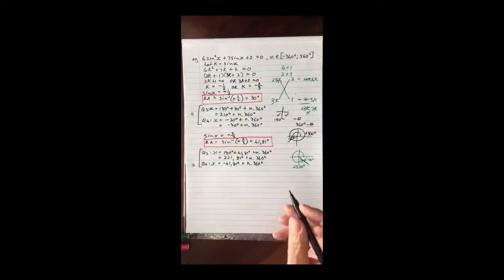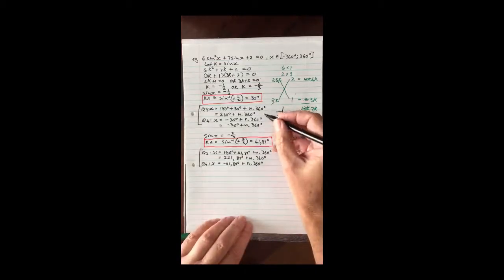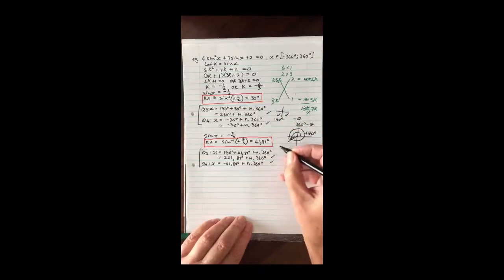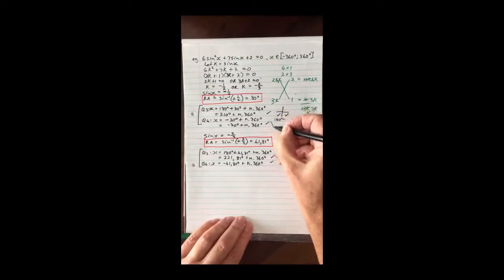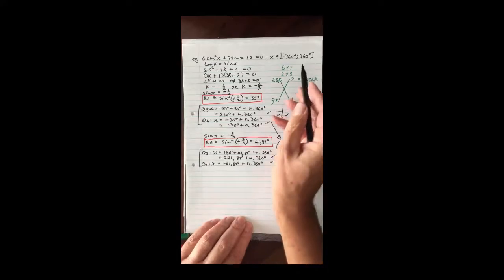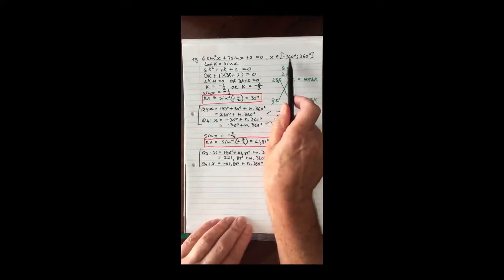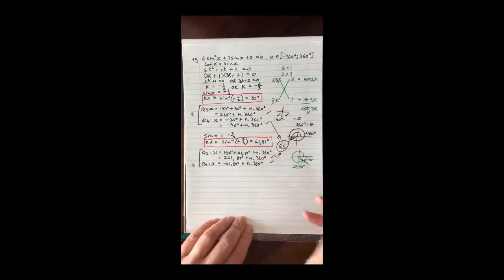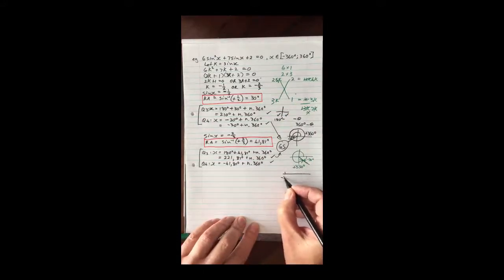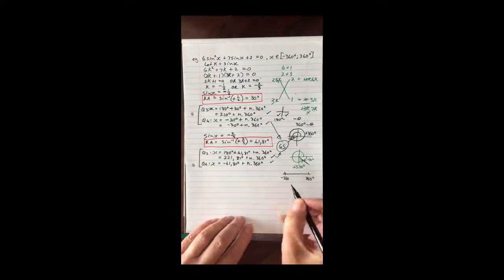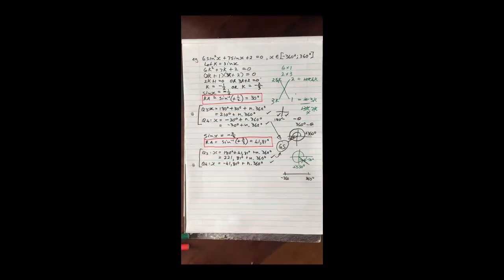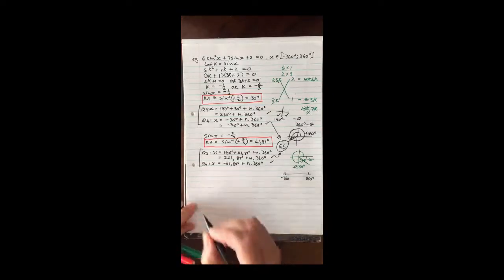Now just remember these values over here, that one, this one, that one, they are referred to as my general solution. That is my general solution. But I need to calculate the specific values between minus 360 and 360 degrees. Now to get the specific values, it's actually very simple. A little bit time consuming, but it works quite well.